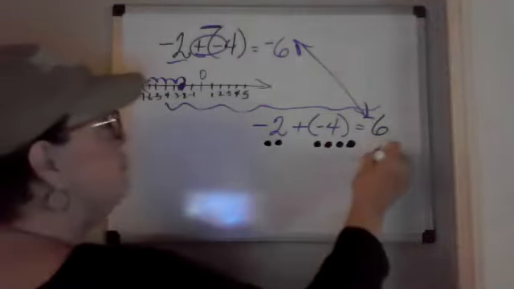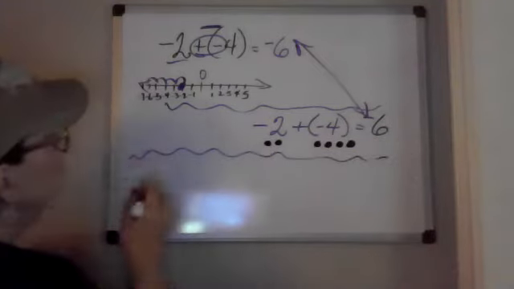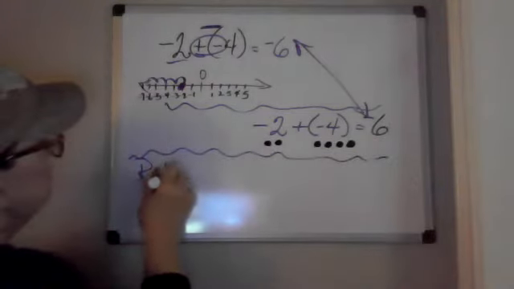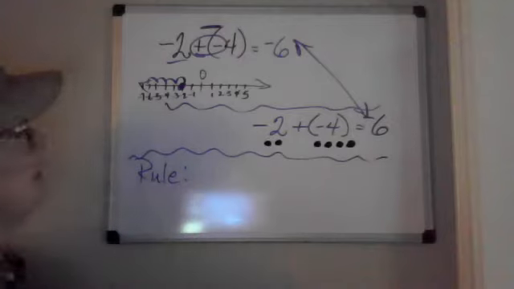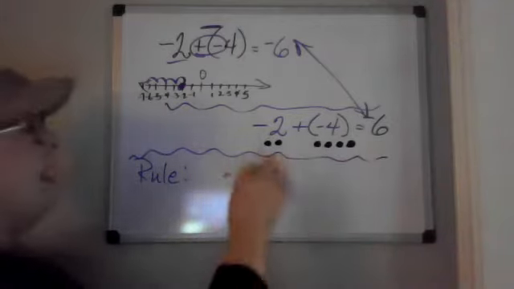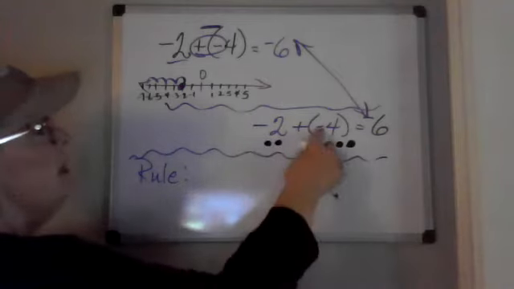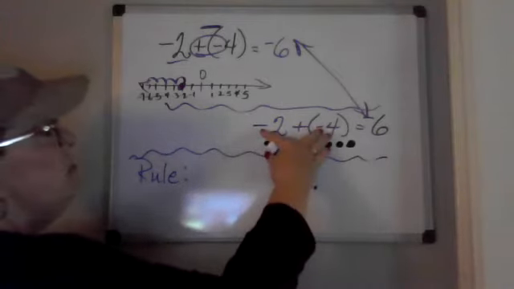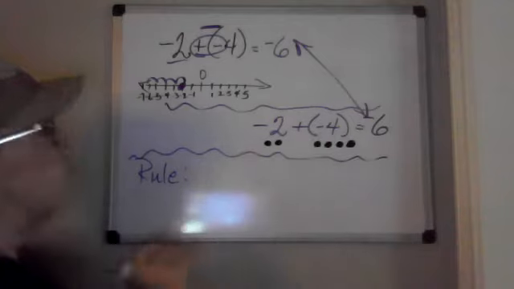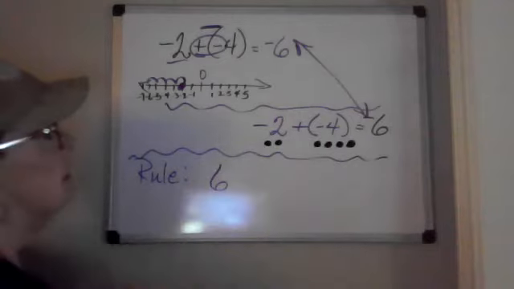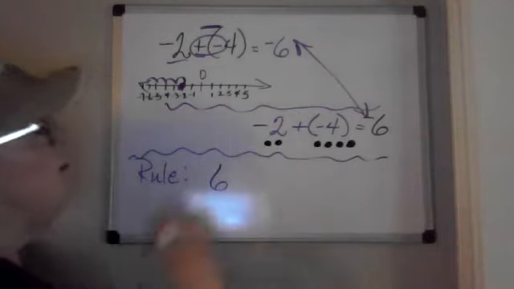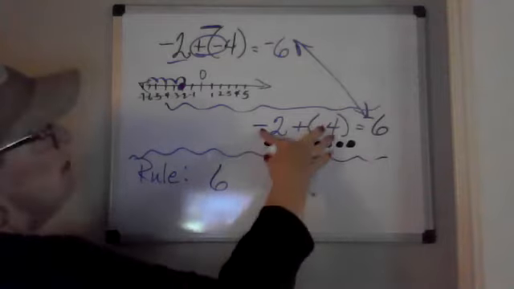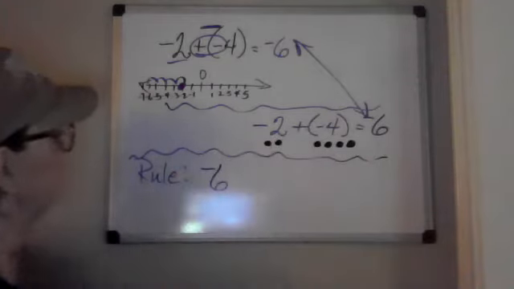And choose to be a rule person. The rule is if the signs are the same, negative and negative, okay? If the signs are the same, then you add and give the sign that you're using. Negatives and negatives are negatives.